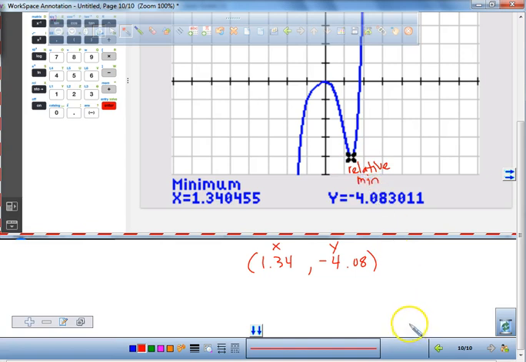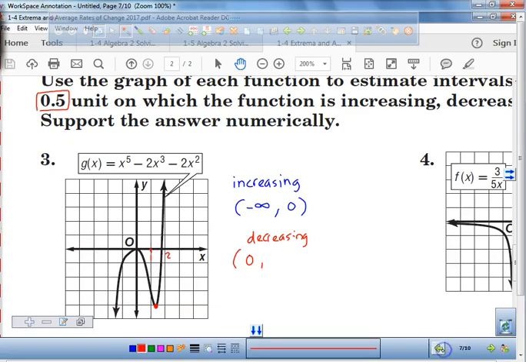But it said, estimate to the nearest 0.5. So let's think about this. 1.34. Is that closer to 1 or is that closer to 1.5? I'd say it's closer to 1.5. What's perfectly between those? 1.25. So since this is closer to 1.5, what I want you to do on your paper, what's it decreasing from? From 0 to what we're estimating is a 1.5. Now technically, what did we get? We got a 1.34. Does that make sense?